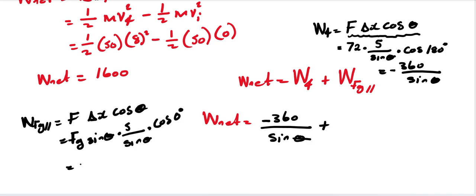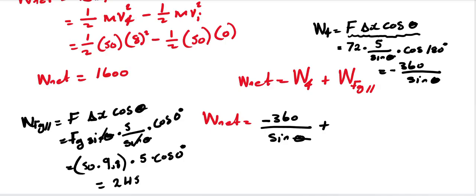So, our FG stands for mass multiplied by gravity. What is the mass of the object? Our mass is 50 multiplied by our gravity 9.8. Sine theta, we'll cancel this sine theta. We're going to be left with 5 cos 0 degrees. When we punch this on the calculator, 50 multiplied by 9.8 multiplied by 5 multiplied by cos 0, we get 2450 joules.